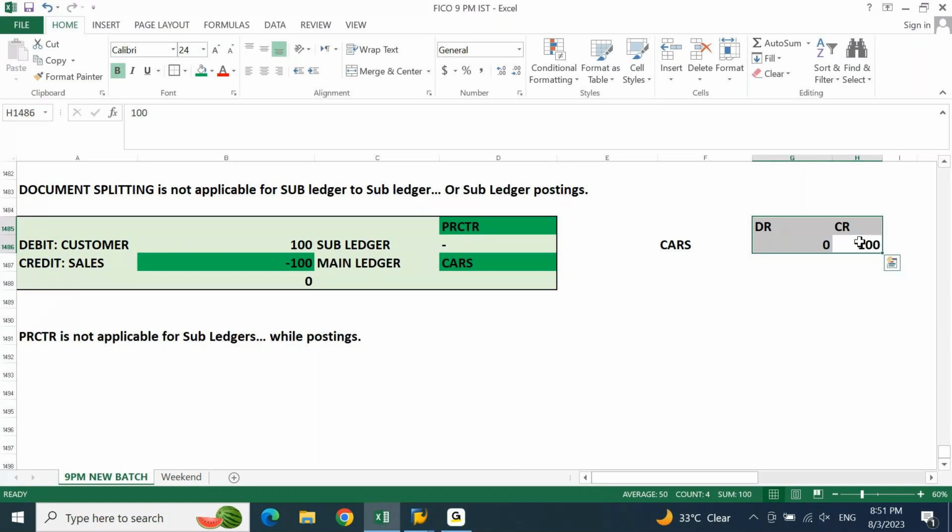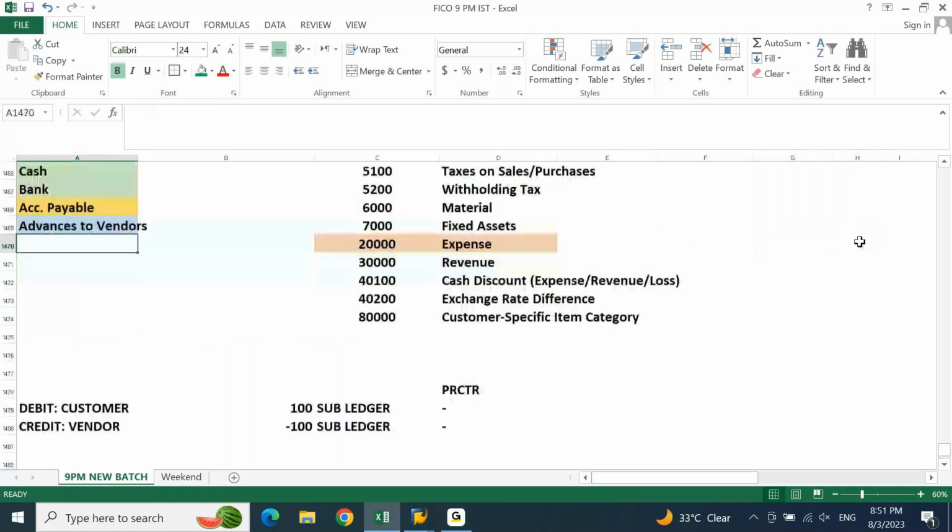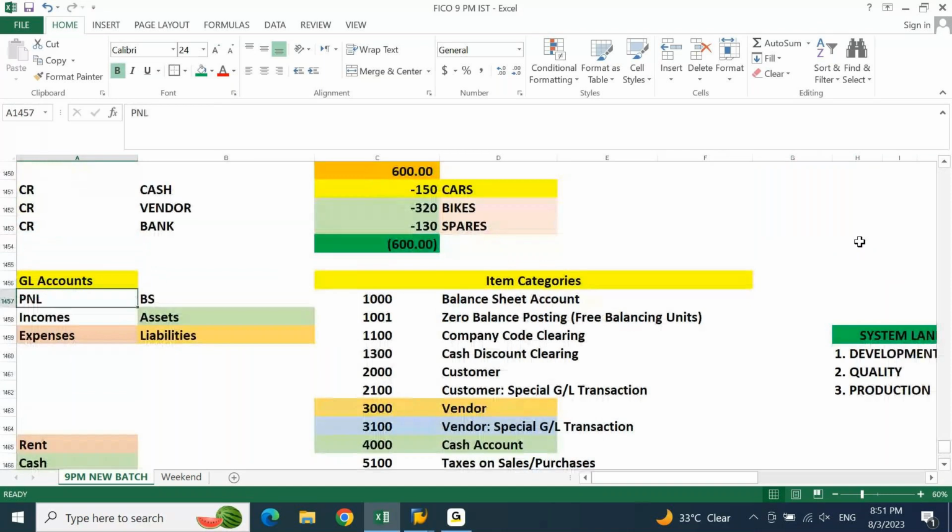First point for us to understand the document splitting, you should not make this mistake of creating only 4 account groups in chart of accounts.